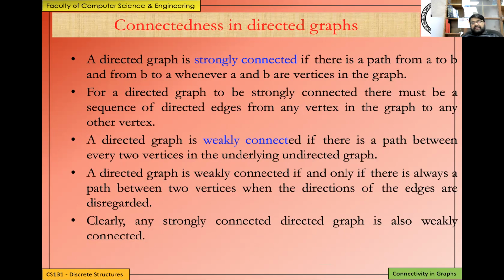So if you take the direction out by determining the underlying undirected graph, and it still produces a single component, then this is what we call a weakly connected directed graph. A directed graph is weakly connected if and only if there is always a path between two vertices when the directions of the edges are disregarded. That's exactly it: if you disregard the edge direction, this will produce an underlying undirected graph, and that's the exact definition. So clearly any strongly connected directed graph will automatically be a weakly connected graph.